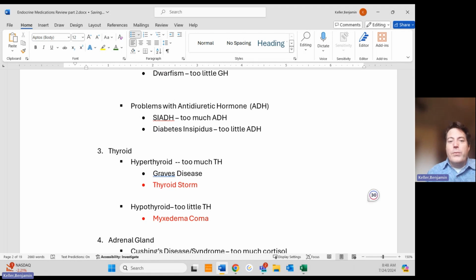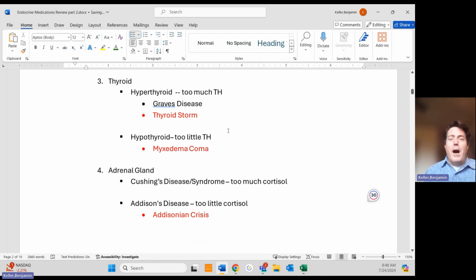We have thyroid disorders, hyperthyroidism, which is too much thyroid hormone, which is Graves' disease. And the thing you really need to know about that is thyroid storm, which is like the thyroid is releasing way too much. It's like hyperthyroidism on steroids. And so it's bad news. It's an emergency.